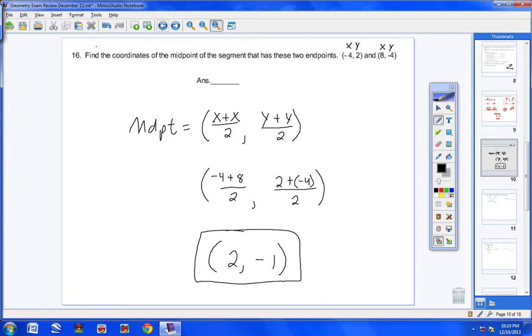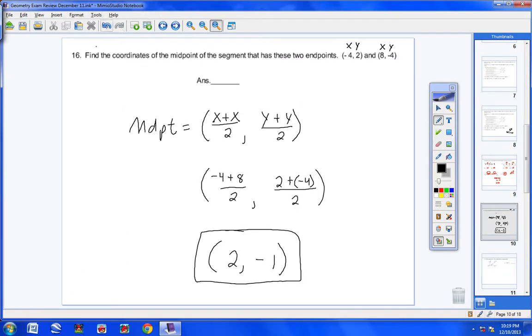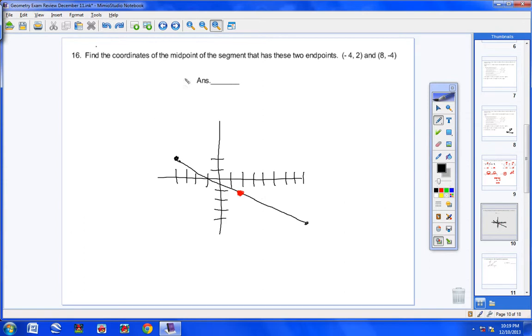And by the way, I wonder if that makes sense. Let's see if it makes sense real quick. I'm going to get that graph back up here. What did I claim the answer was? 2, -1. There it is. Yep, look at that. Almost right on the money. Over 2, down -1. So the formula works, and you need to know it, and you need to be able to do a problem like that on the exam. All right, moving on.